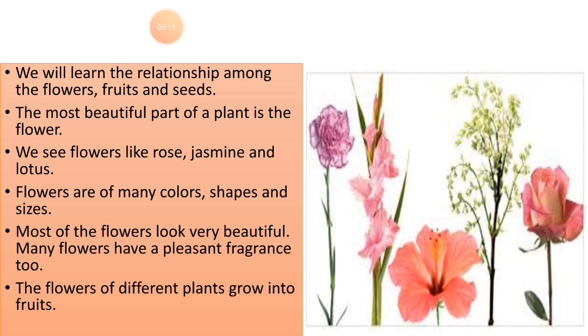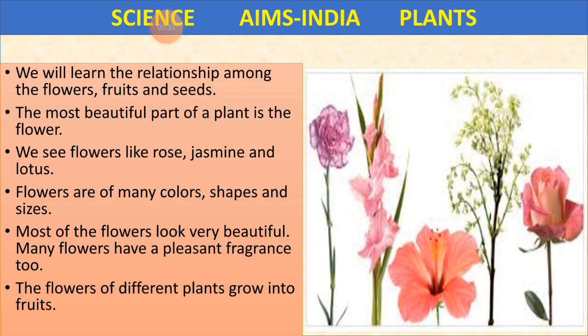The flowers of different plants grow into fruits. So first we have a flower, and from that flower we will get fruits. Okay, children, so the flowers of different plants grow into fruits. Okay, clear? Yes.